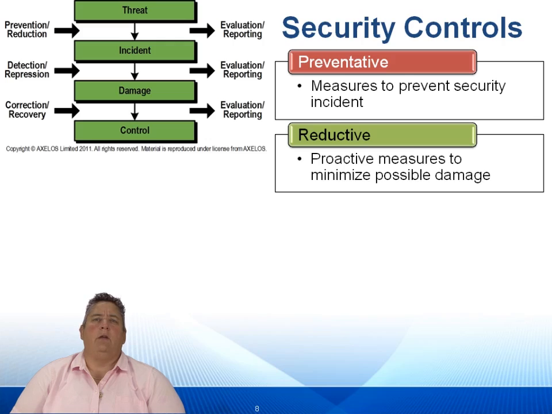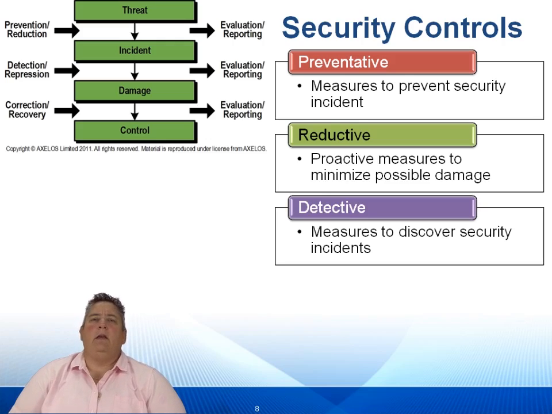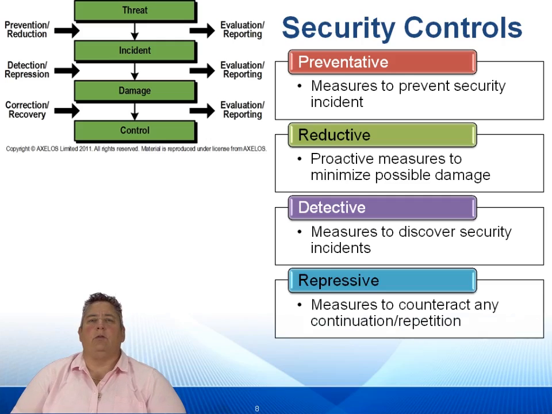Reductive controls. These are proactive measures to minimize potential damage. And this is making sure that we have the appropriate backups and contingency plans that in case something does occur, we can recover quickly. Detective controls. These are measures that will allow the discovery of security incidents, such as antivirus or monitoring measures. Repressive controls. These are measures that will counteract any continuation or repetition of that security threat or incident.